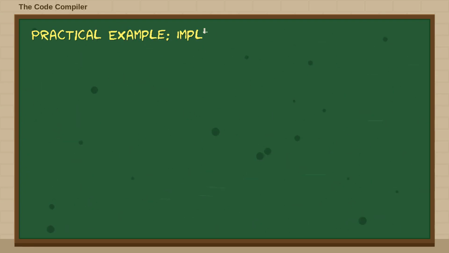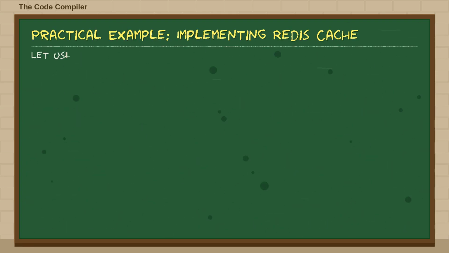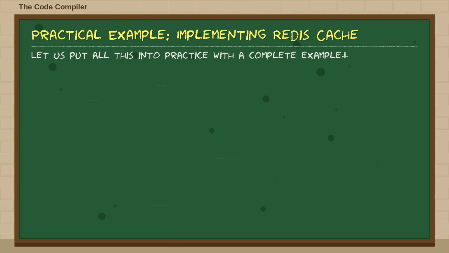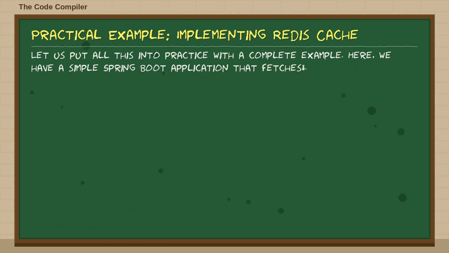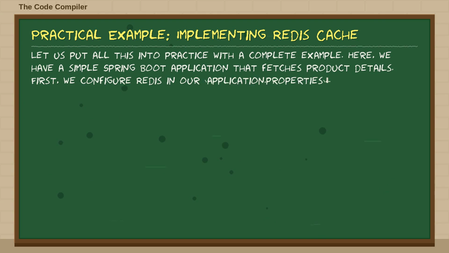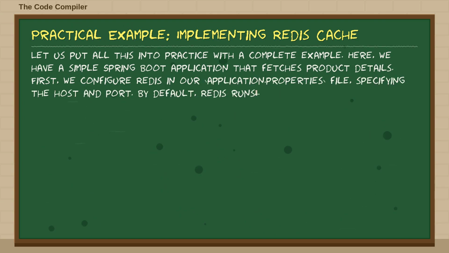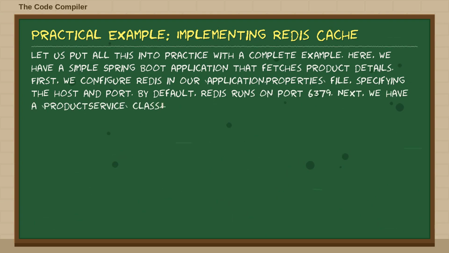Let us put all this into practice with a complete example. Here, we have a simple Spring Boot application that fetches product details. First, we configure Redis in our application.properties file, specifying the host and port. By default, Redis runs on port 6379.